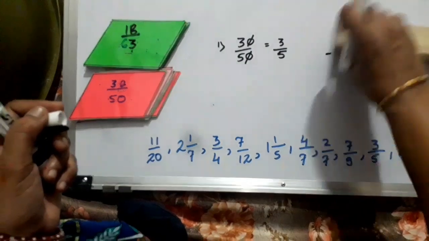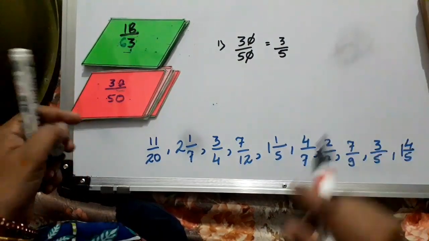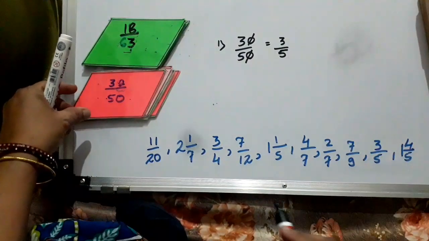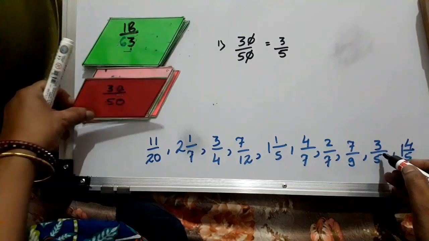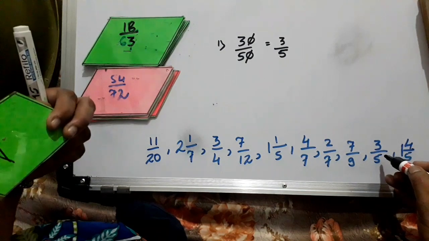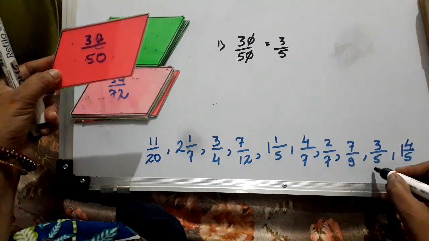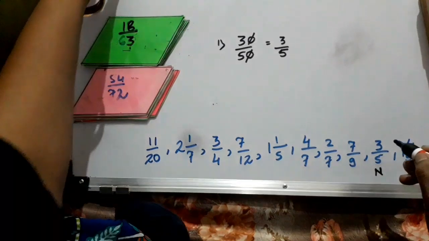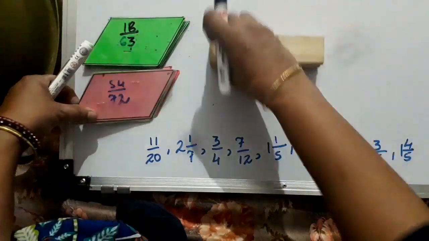So here the first answer you got as 3 by 5. 3 by 5 is here and the letter associated is N. So I will write here N. Let's go with the next question.